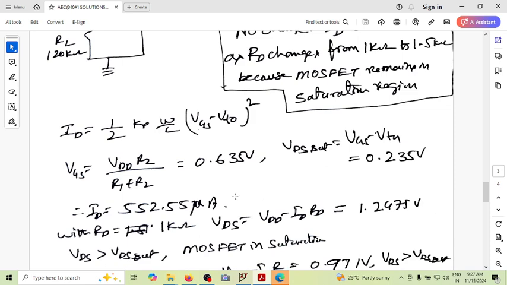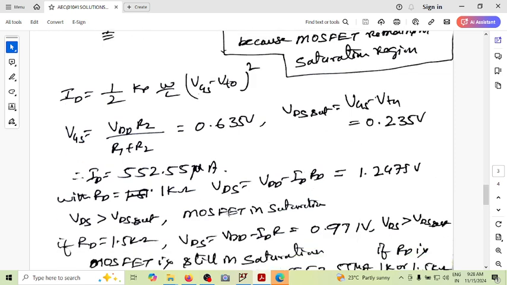So ID comes out to be 552.55 microampere with RD equal to 1K. Of course, VDS you can find, which is nothing but VDD minus ID times RD, which comes out to be 1.2475 volts, which is far greater than VDS sat. So the MOSFET is in saturation region. So when you change this RD from 1K to 1.5K, you refine the value of VDS.